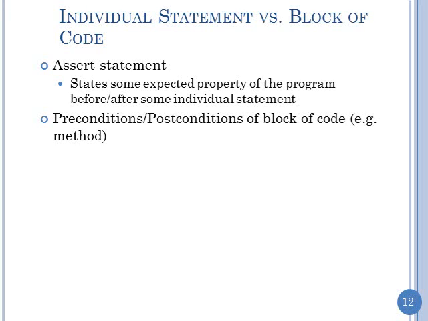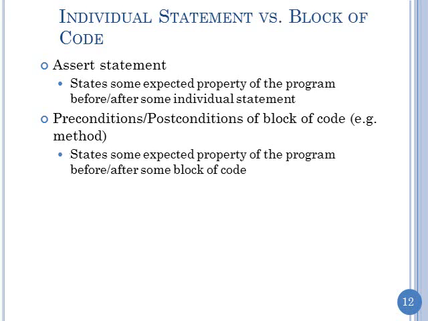Assuming the precondition was true. So you're saying, here's a block of code. My precondition is this. If the precondition is true, I will execute correctly, and I will make sure that the postcondition is true. So precondition is what I demand from people who call me. Postcondition is what I give after I've executed. And that's a very nice way of writing blocks of code. So state some expected property of the program before or after some block of code. And what would an invariant of a block of code be?